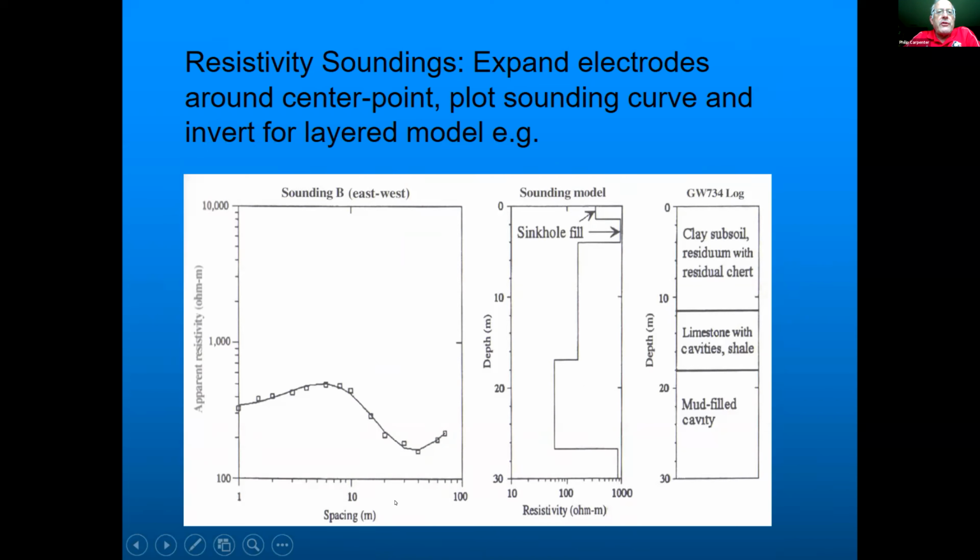So you've got spacing. This is the spacing of the electrodes. And this is the apparent resistivity. So here's, this actually is from another site, but it kind of illustrates what we saw at Mallard North. So what you do is you have the sounding curve over here, and then you invert that using a computer program for layered models. So this gives you a 1D, one-dimensional type of thing.